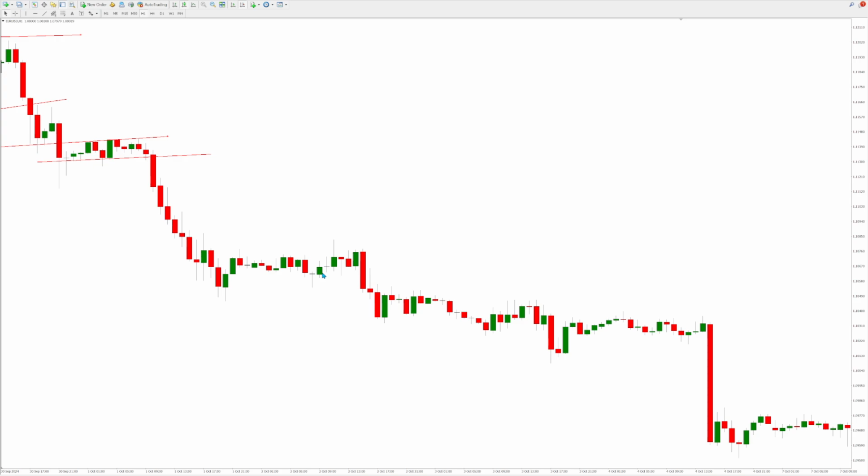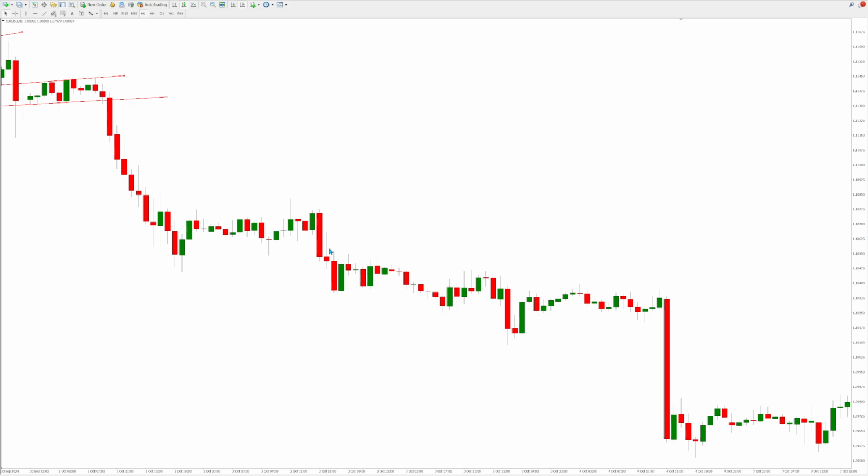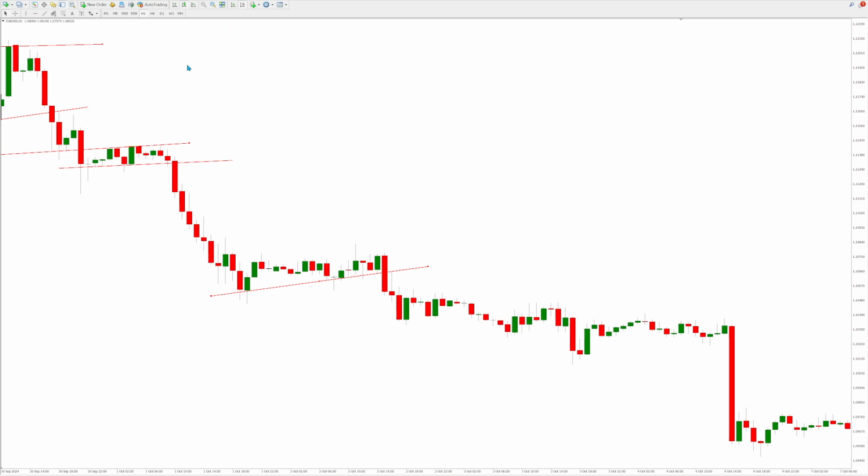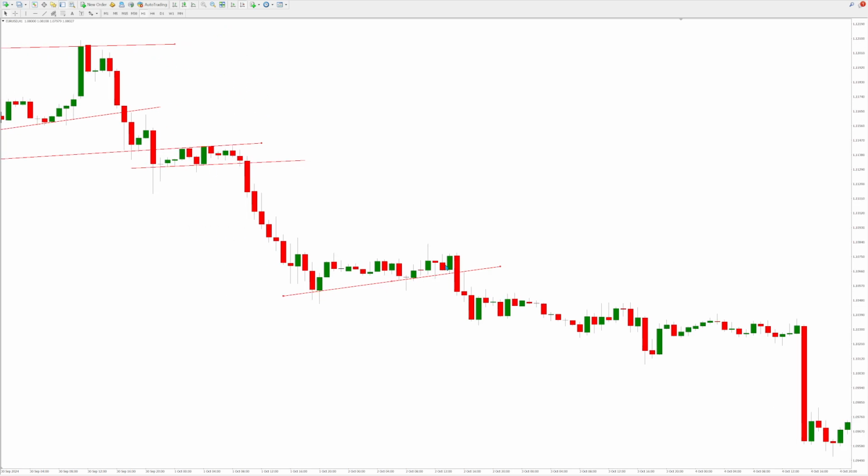Here perhaps, and even here arguably, but this is why I don't rely solely on candlestick patterns for entry, because I can see straight away that this is a support level. So pin bar or not, I don't really care. I mean, downtrend, strong support level.